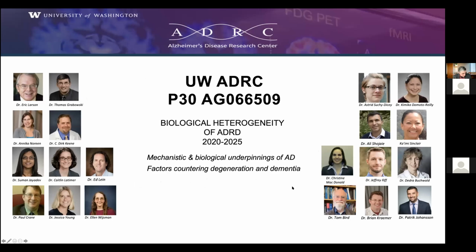So that'll bring me to the UW ADRC. The title of our P30 application was Biological Heterogeneity of Alzheimer's Disease, and it really signifies the primary interest of our center in the mechanistic and biological underpinnings of Alzheimer's and the factors that counter degeneration and dementia, that lead to resilience and resistance to Alzheimer's disease.